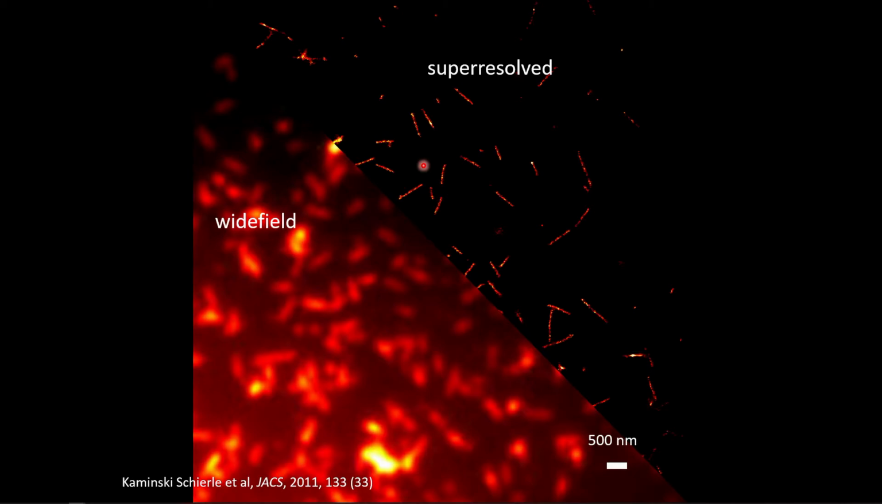If you have very simple sample topologies, lines or dots, then you don't have to resolve the full topology, because if you know it's a line, you just need a few dots along it, locate those very well, and you can see the line. Here you see one example where this works very well. This comes again from our own research.